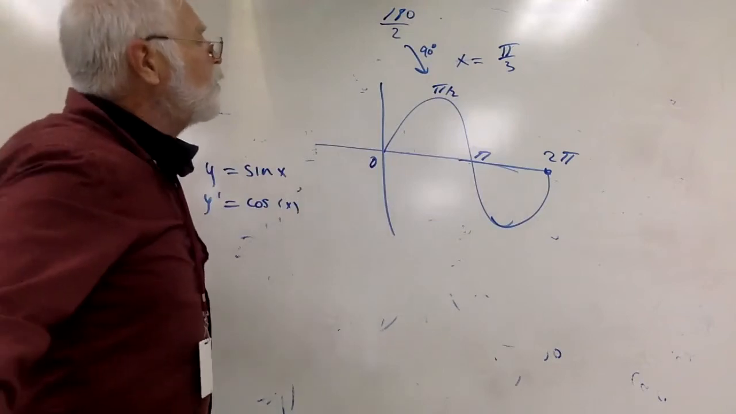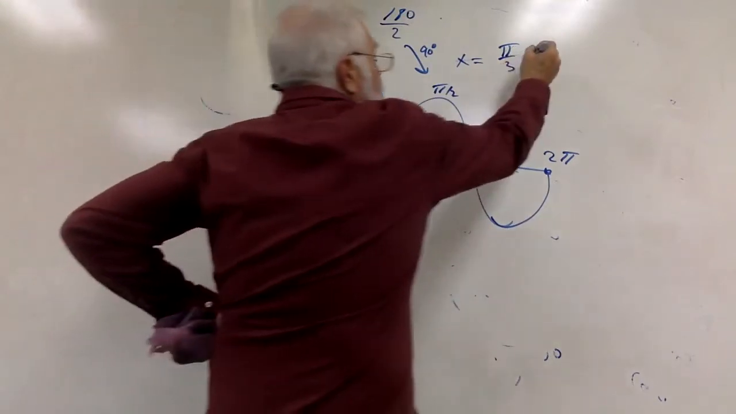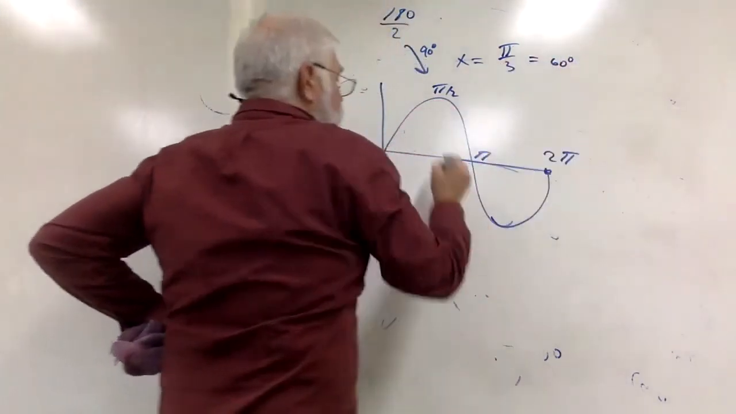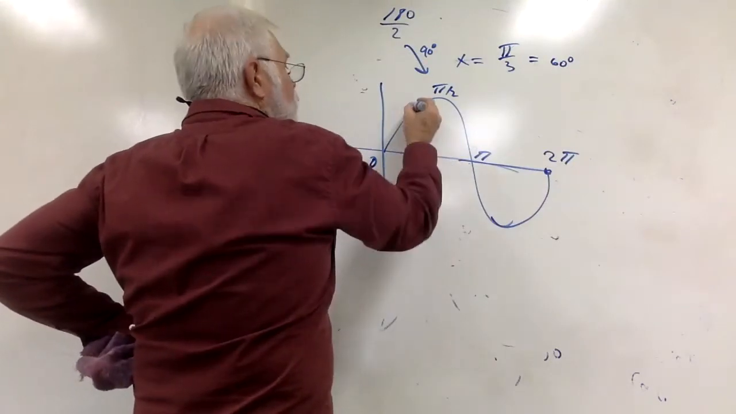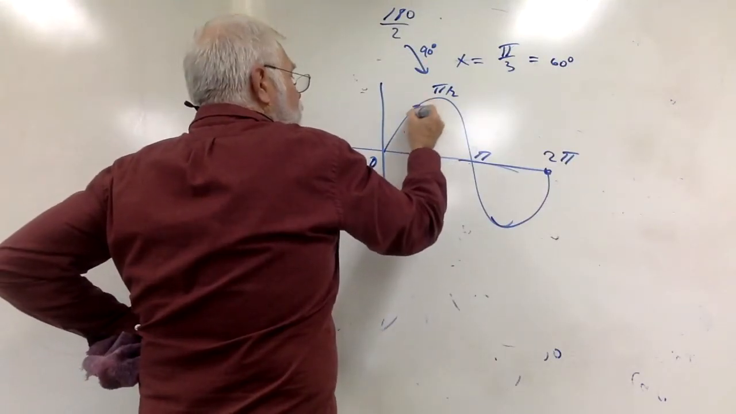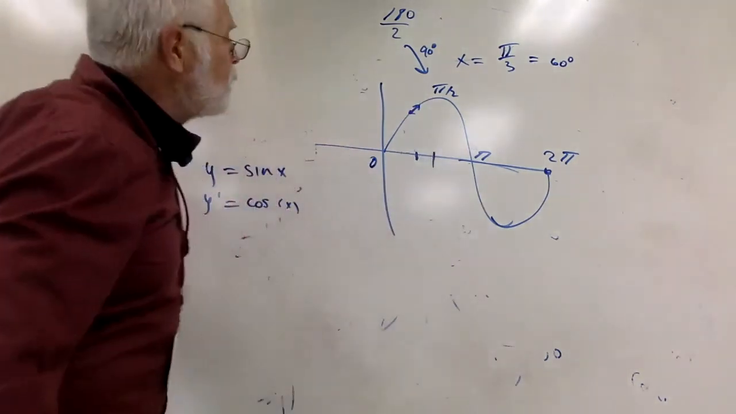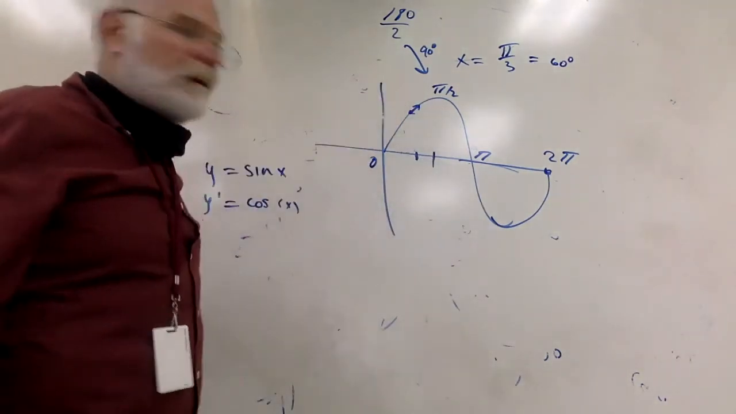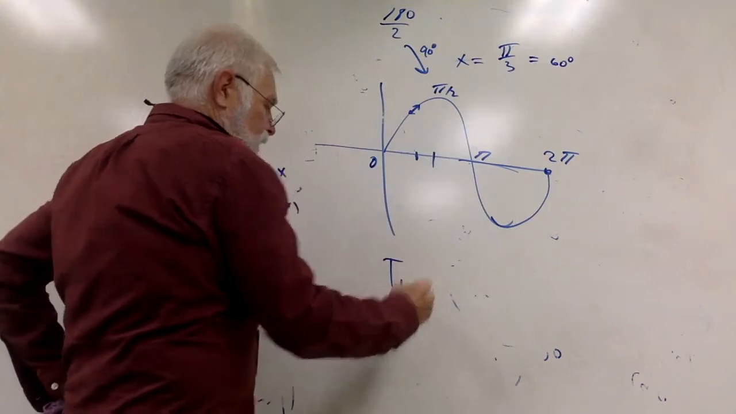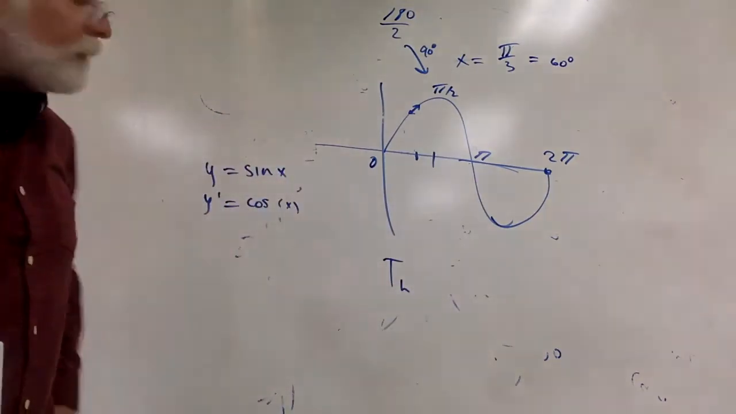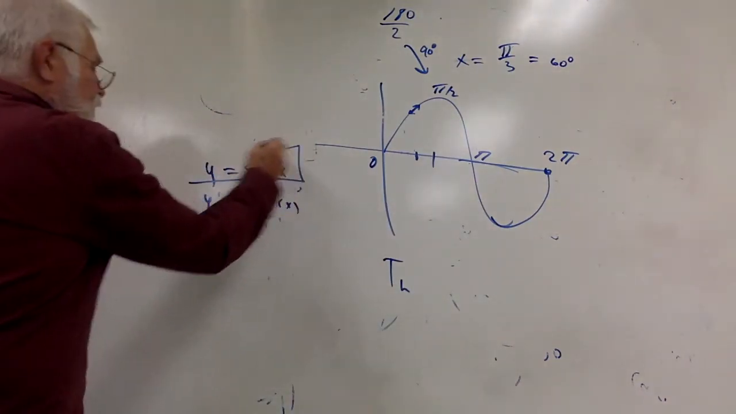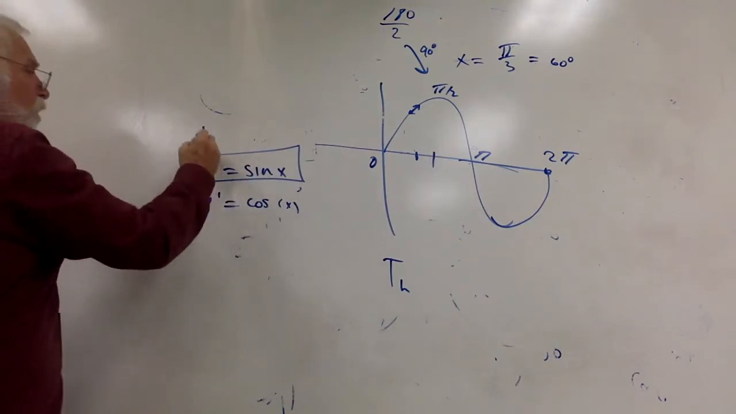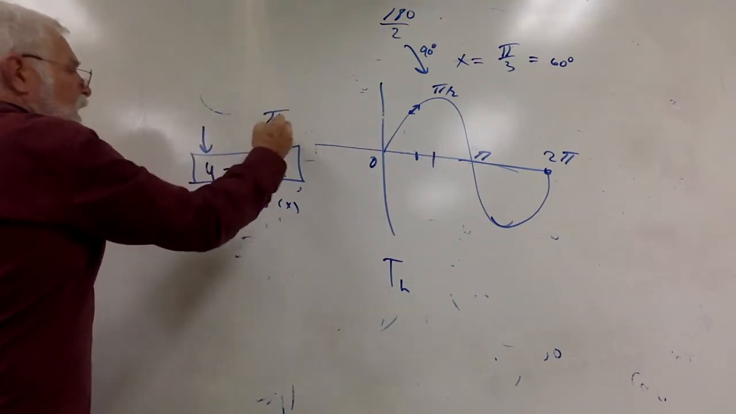So what is pi over 3? 60 degrees. There's 90. 60 is right about here. I'm looking for that tangent line right there. I'm looking for the equation of that line right there, the tangent line. So what do I need? I need the position. I need to know the y value that goes with pi over 3.